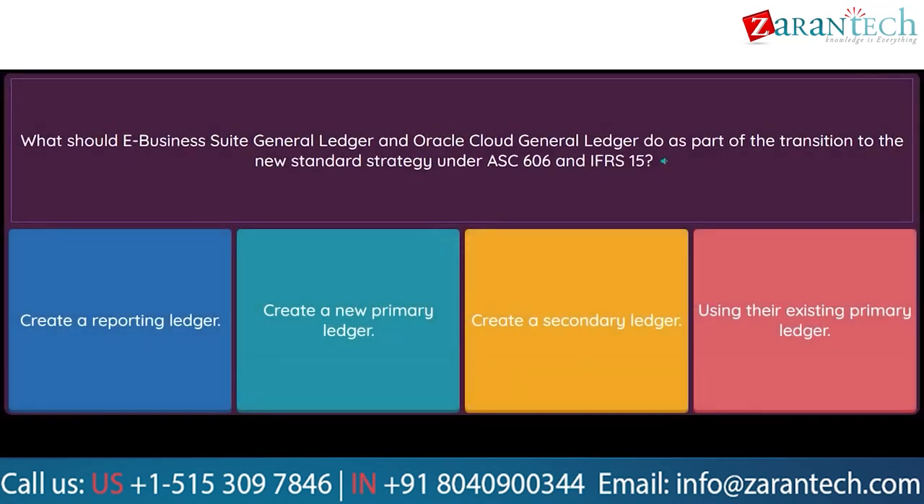Question, what should eBusiness Suite General Ledger and Oracle Cloud General Ledger do as part of the transition to the new standard strategy under ASC 606 and IFRS 15? Option 1, create a reporting ledger. Option 2, create a new primary ledger. Option 3, create a secondary ledger. Option 4, use their existing primary ledger.